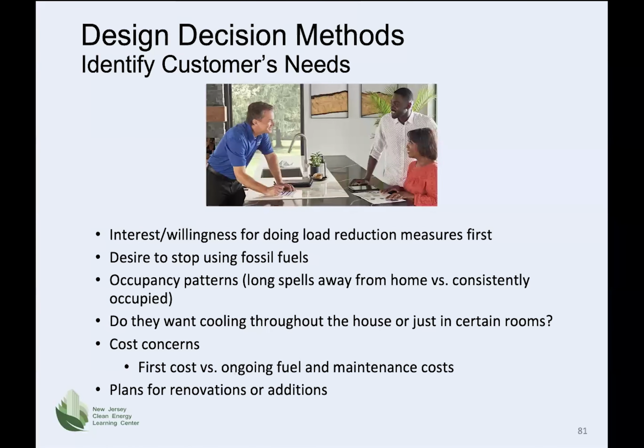And then lastly, you want to find out from the customer, do they have plans for renovating the home or any additions that they might add to the home? And then build that into your design for the house in light of those things as a possibility.